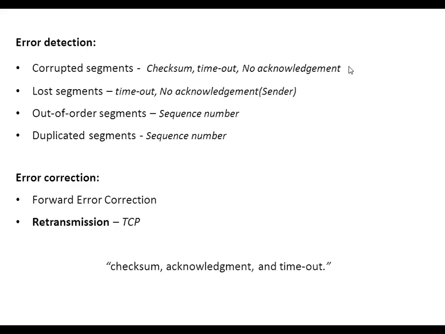Duplicated segments, as well as out of order segments, will be identified by the receiver by using the sequence number. And if a segment is duplicated, then it will be discarded, for which no acknowledgement will be sent to the sender.